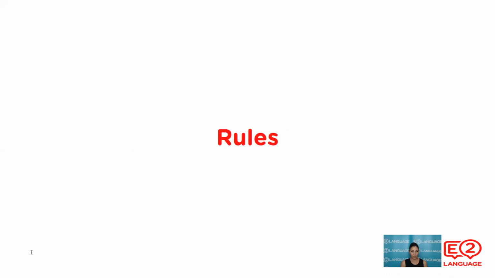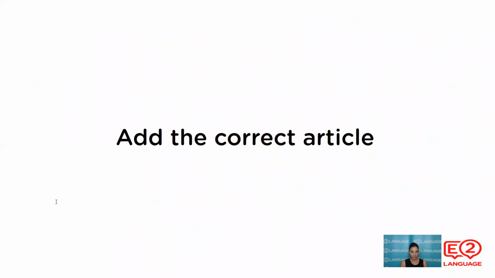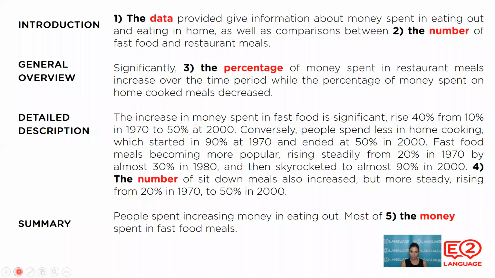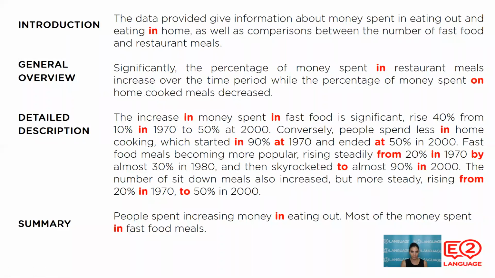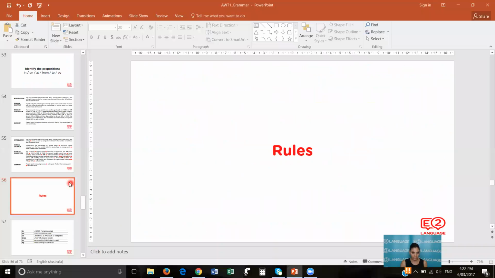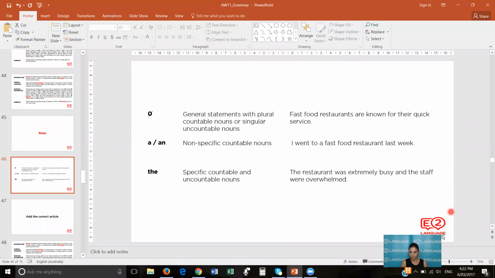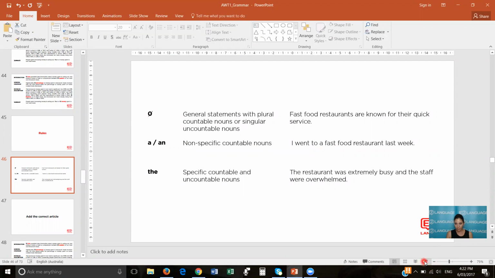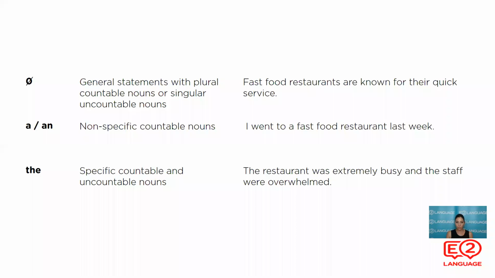All right. So the answers were... Actually, we'll get to the answers in a moment. Wait, here they are. The data, the number, the percentage, the number, and the money. Why? Well, let's have a look at the rules. Okay, so here are the general rules to live by that guide your use of articles.